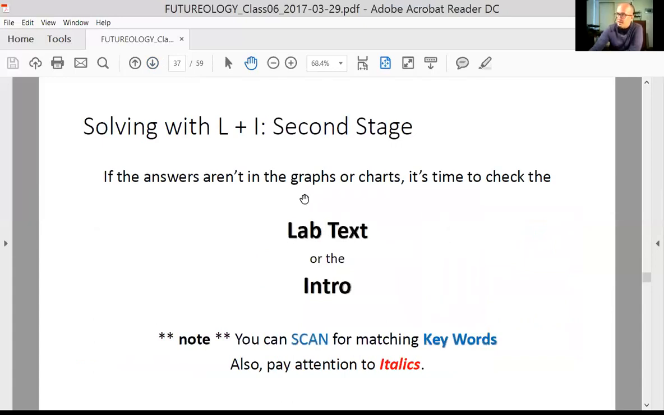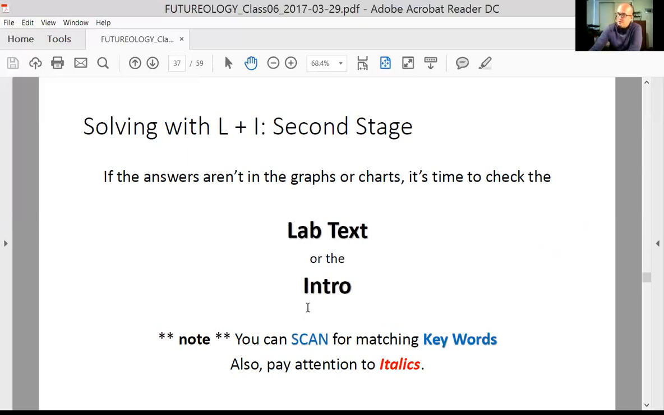The second stage of Cali-V is L plus I. L plus I means referring to the lab text or the intro. So in the second stage, we'll go hunting and we'll go read. And we'll read because we're stuck, and merely using the charts and graphs of the answers is not giving us enough information. Once again, if the answers aren't in the charts and graphs, it's time to take a look at the lab text or the intro.